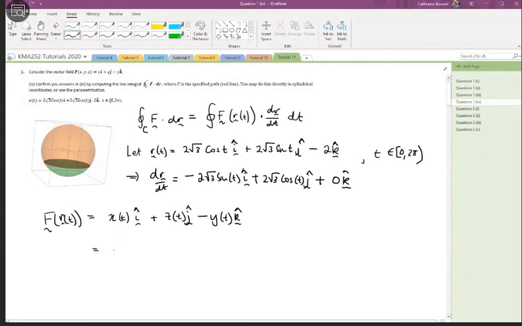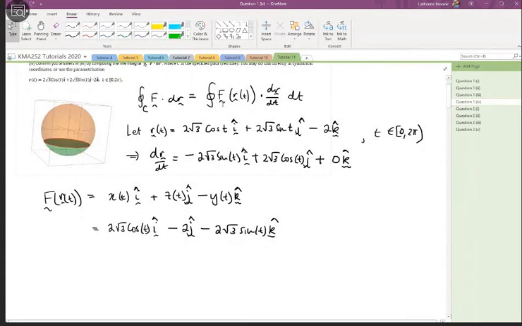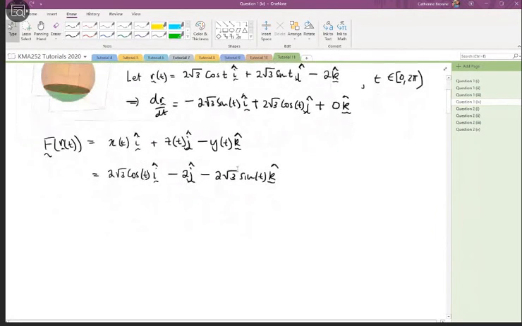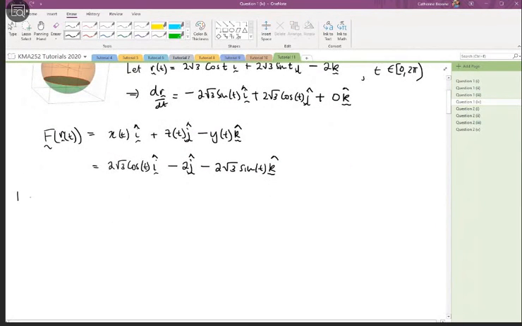So that would be x(t) i plus z(t) j minus y(t) k. So x of t was this 2 root 3 cos t i, minus 2j, minus 2 root 3 sin t k. So then we want to find this dotted with this vector here. And we're hoping that we find that our answer is going to be 0, as we found before.